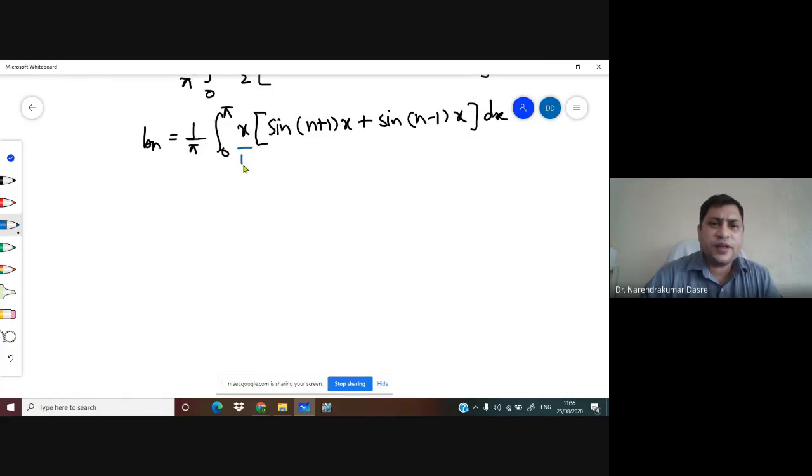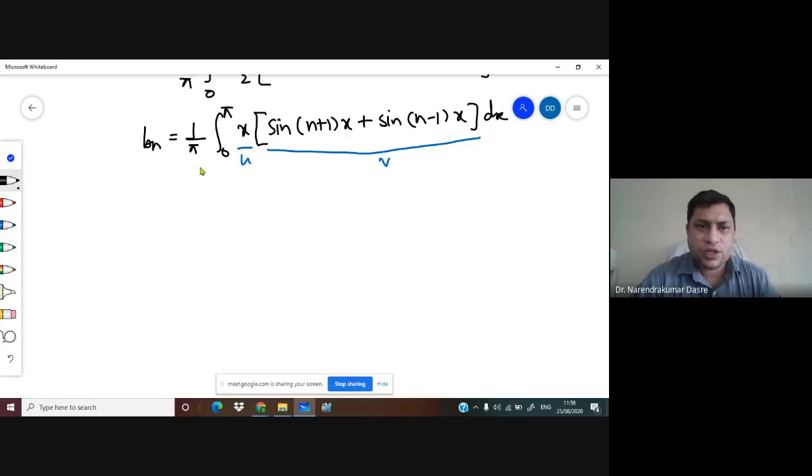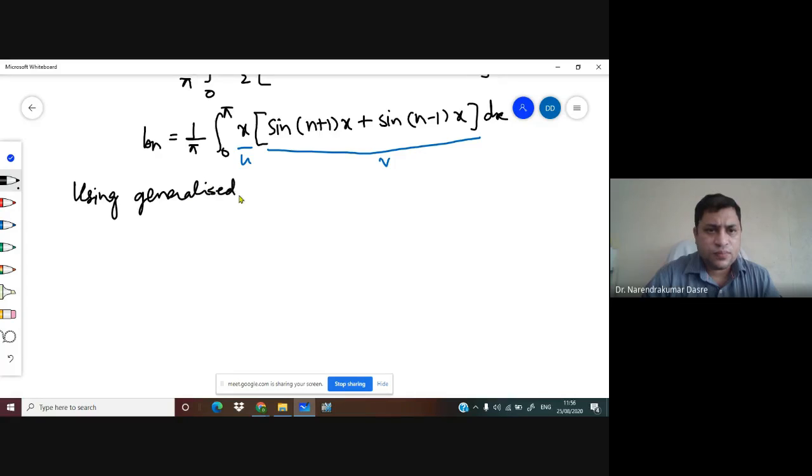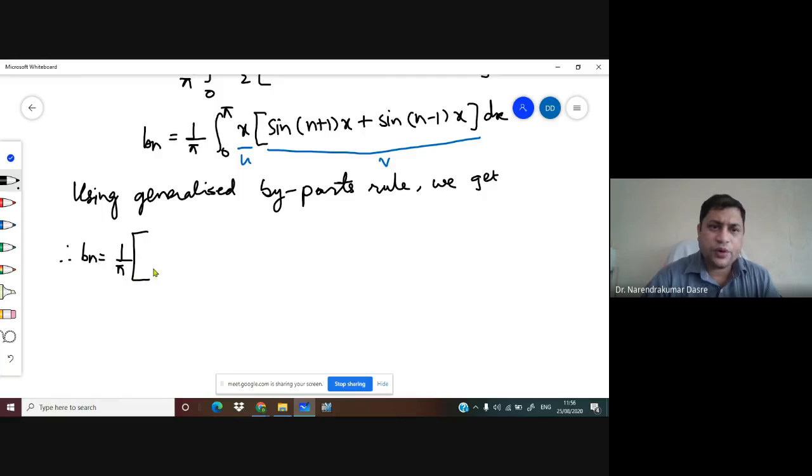So here we get, this is u, and this entire term is v. So we need to use generalized by parts rule. So we say using generalized by parts rule. Okay. We get, what you are able to get is, see, bn is equal to 1 upon pi, x as it is.